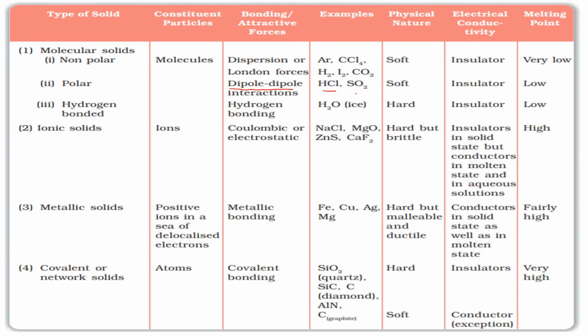For example, we can take HCl and SO2. They can develop charges here, positive charge and negative charge, isn't it? The charges bring about dipole interactions, and that is the reason they are called polar molecular solids. These are also very weak, so they are soft in nature. But compared to non-polar, they are strong. Because of the absence of ions, permanent charges are not there. Therefore, they cannot conduct electricity. Due to absence of free electrons, they are insulators, and their melting point is also low.